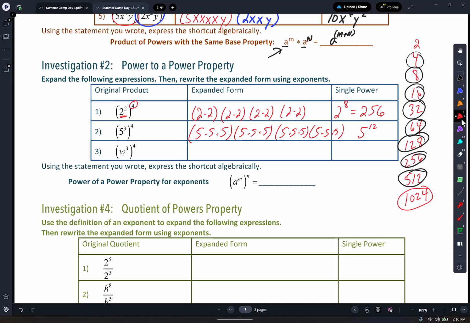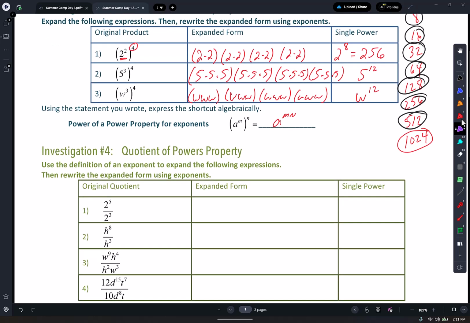So, all right, you guys ready for the next one? Here we go. Number 3, it says W cubed raised to the 4th power. Open parenthesis, put 3 W's: W, W, W, close, and then make 4 of those groupings. W, W, W, W, W, W, W, W, W. How many W's do you count? W to the 12. What's my conjecture? What do you guys notice? Yep. If it's a power raised to a power, it's going to be A to the M times N. Cool or not cool? Cool.